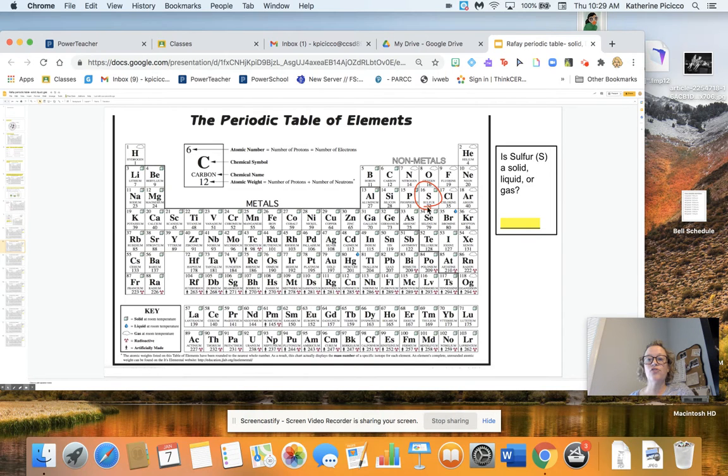The next one says sulfur. I'm going to look at it. Is there a box? Is there a drop? Or is there a cloud? And I'm going to write in solid, liquid, or gas. So your job for your homework today is to do that for the rest of these slides and then turn it in. Okay? Good luck.